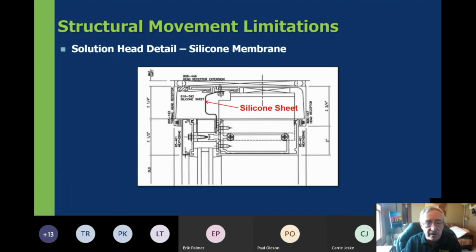Some of the things that we've seen in the stick-built manufactured area to accommodate this are joint details that are similar to this, where it actually will have a silicone sheet that is up inside of the joint, and it allows for that building structural movement at the head. But this is very special. These have only been developed within the last few years by some manufacturers.